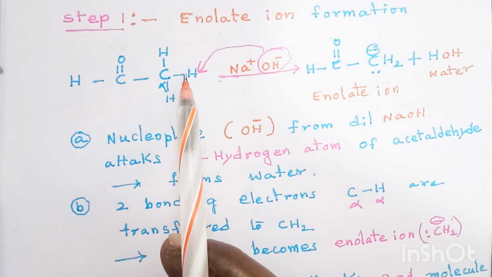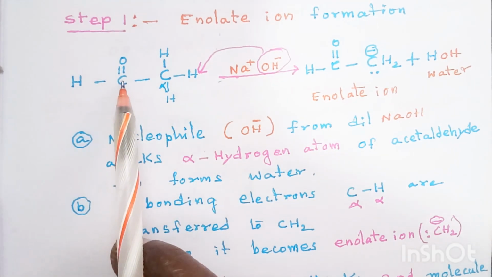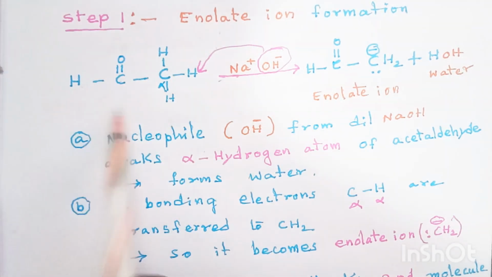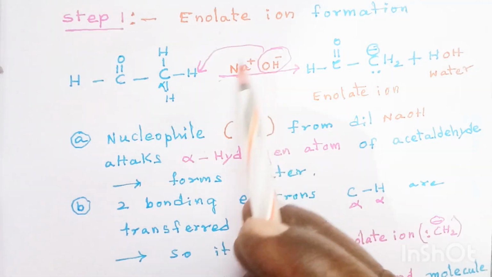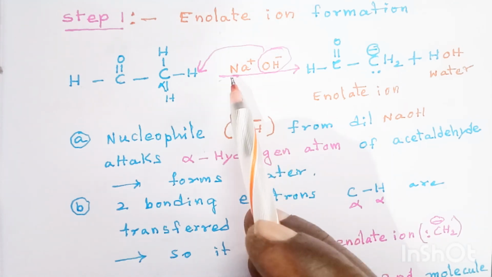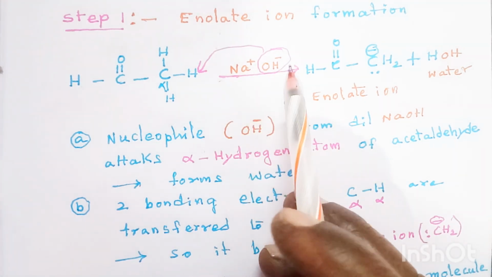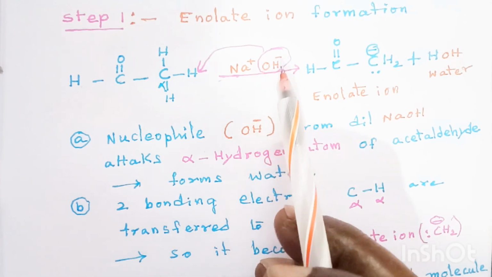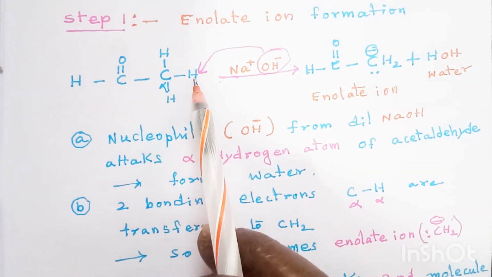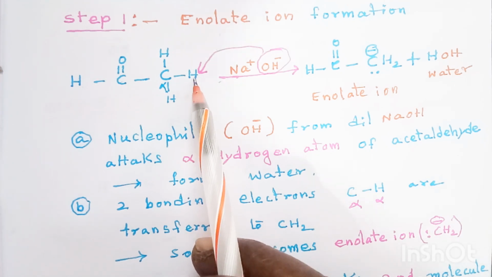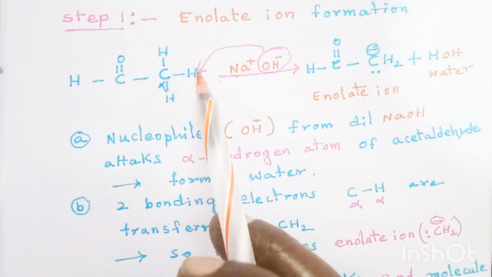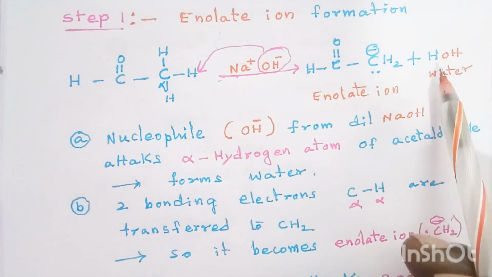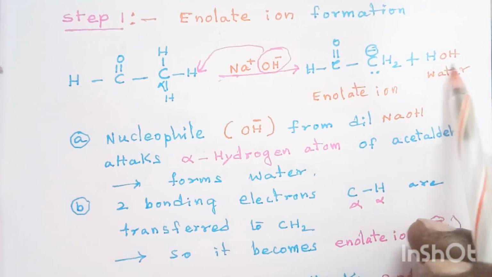CH3 I have written this side. For convenience sake, C double bond O H of the acetaldehyde I have written here. This first molecule is represented in blue ink. Now we have taken the catalyst sodium hydroxide. Sodium hydroxide exists as Na plus and OH minus. You all know that OH minus is a nucleophile. This nucleophile attacks the alpha hydrogen atom of the first molecule of acetaldehyde, and removes alpha hydrogen atom from this alpha carbon and becomes water. I have written water as HOH.